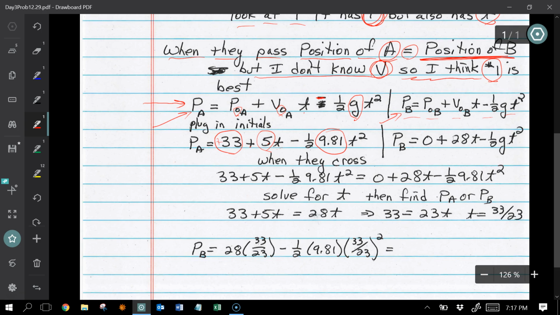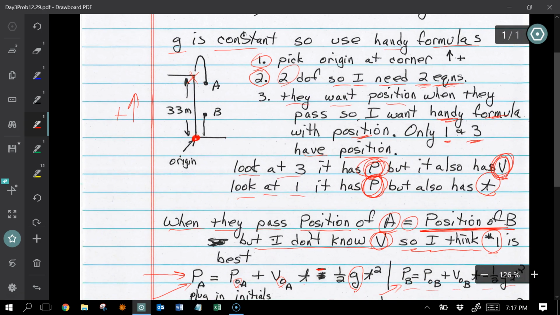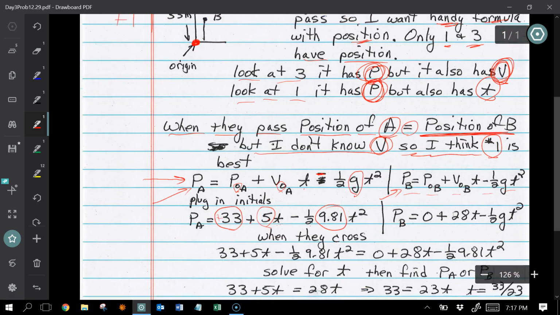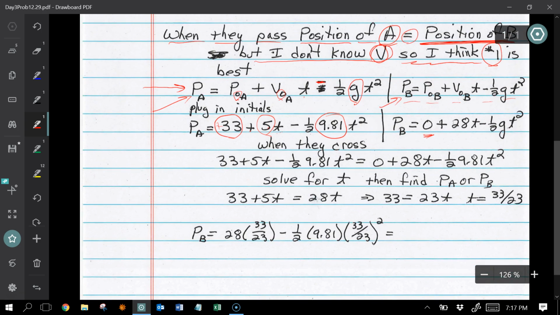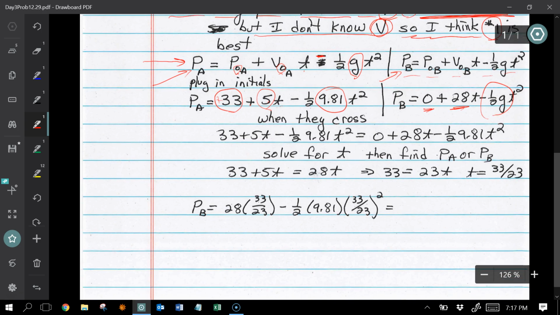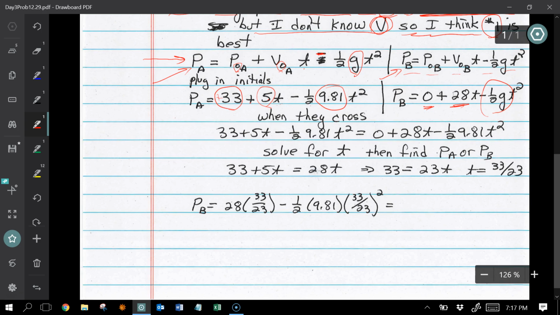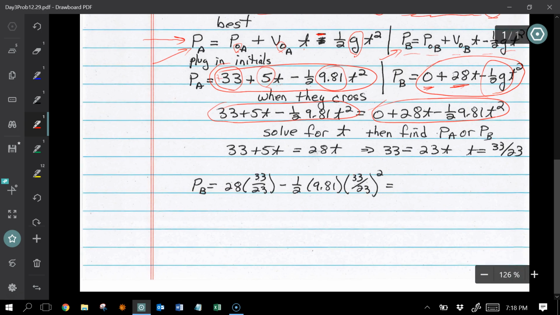Plug in the initial values for B. The position of B is equal to, here, B starts at the origin, down on the ground, so that's 0. He's thrown at 28 up, and then the 1/2 g, just like the other one. When they cross, these guys are equal. So this stuff here has got to equal this stuff here. That's when they cross. So this guy is equal to this guy, so I just copied them down. And then you solve for t.